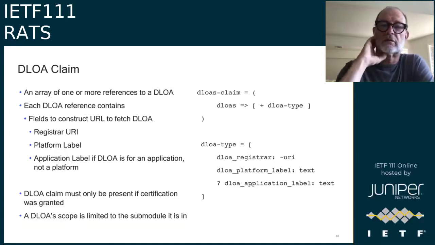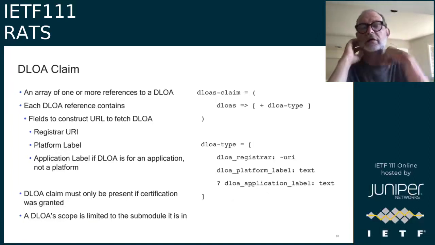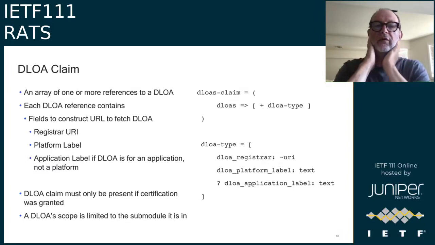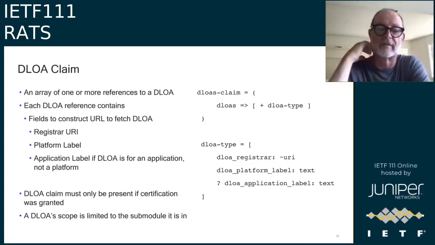So this is a proposed EAT claim for a DLOA. It's just in GitHub right now. It's not in any of the drafts. So it would be an array of one or more DLOA references. And a DLOA reference basically is the fields to construct a URL to fetch the DLOA from the DLOA registrar. I won't go into details. That's all pretty straightforward stuff.